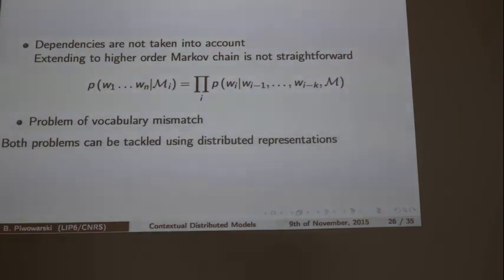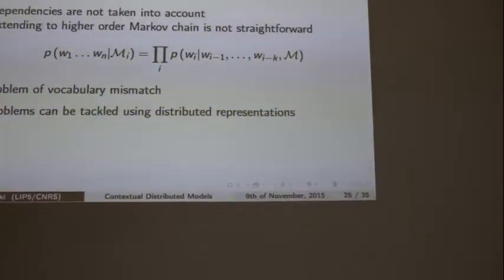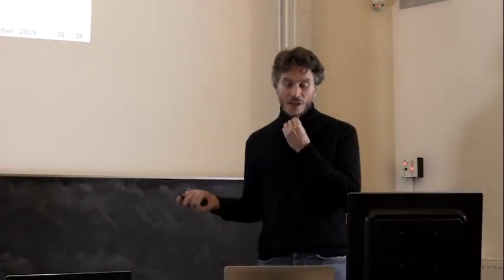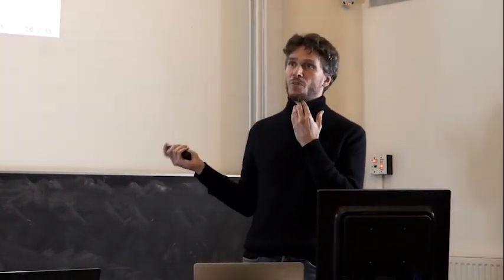5 minutes? Okay. So the limit of this model is basically that dependencies are not taken into account, of course, because you don't consider context at all. So you lose the information, especially for bigrams, trigrams, or more complex term dependencies. And there is a problem of probability mismatch.